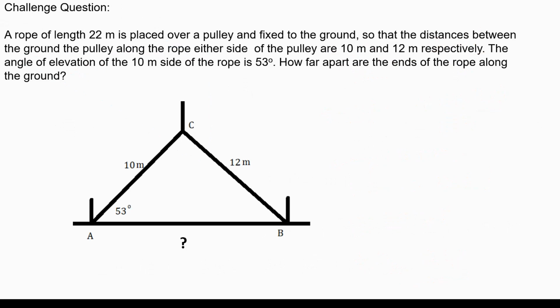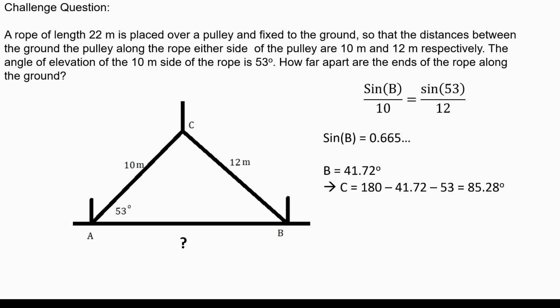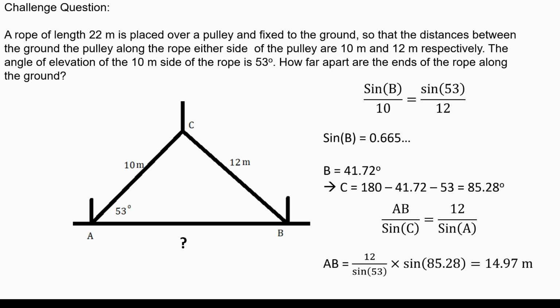Here is a challenging question for you to have a go at. So pause the video now and have a go at it, and when you're ready for the answer, press play. Here is the answer. You should end up with about 85.28 degrees for C, and then you can use that to work out that AB is 14.97 meters. So quite a tricky question. Basically I've worked out B first and used that to find C, and then you've used that again in the sine rule to find AB.